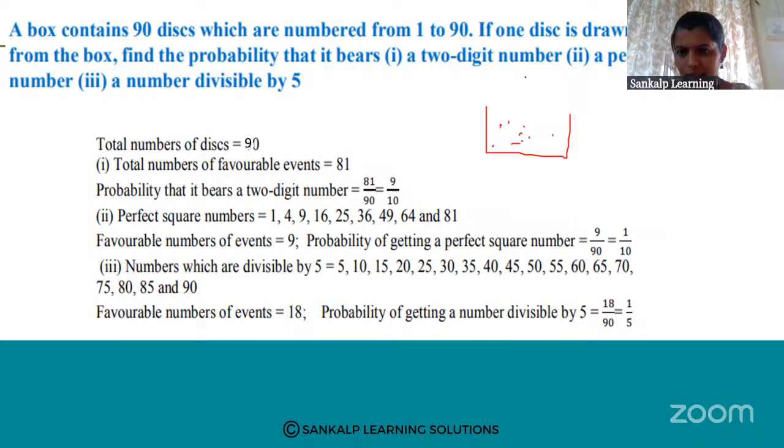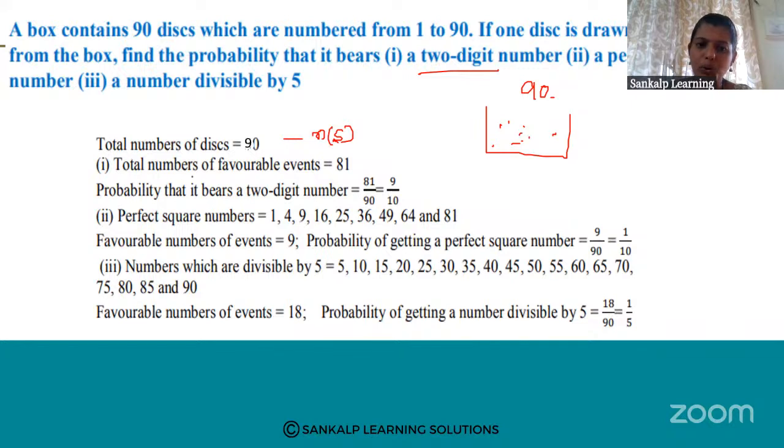ಎಷ್ಟು discs ಇದೆ ನಮಗೆ ಇಲ್ಲಿ? 90 discs ಇದೆ. Okay. So 1 to 90 ಇದೆ. If one disc is drawn at random from the box, ಒಂದು ಡಿಸ್ಕ್ ಅನ್ನ ನೀವು randomly ಏನಾದ್ರೂ ಬಾಕ್ಸ್ ಇಂದ ಹೊರಗೆ ತೆಗೆದ್ರೆ, then find the probability that it be a 2-digit number, perfect square number, and a number divisible by 5. Okay. The total number of discs ಎಷ್ಟಿದೆ? How many discs are there in the box? That is 90. Therefore, total number of discs is 90. That I will call it as N of S.